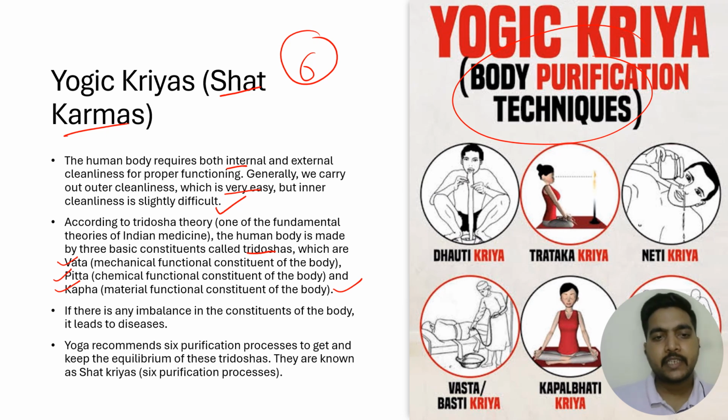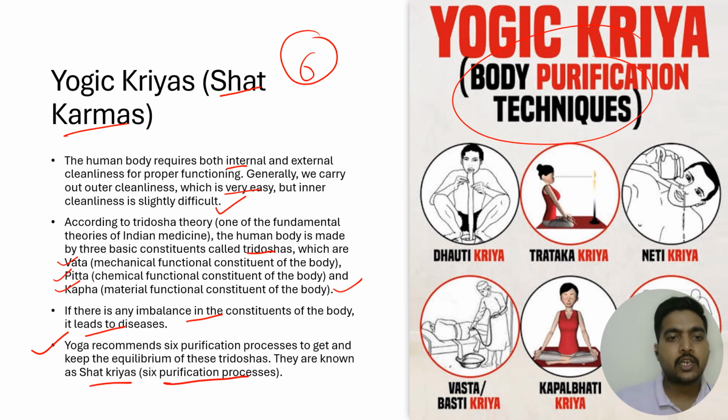So what happens? If there is any imbalance in these constituents, the person suffers from some kind of disease or difficulty. To maintain these three doshas in the proper proportion, the proper ratio, the proper equilibrium, the person needs to know and follow these yogic kriyas. Yoga recommends six purification processes to get and keep equilibrium of these three doshas, known as the shat kriyas.